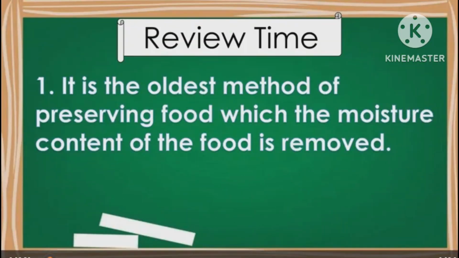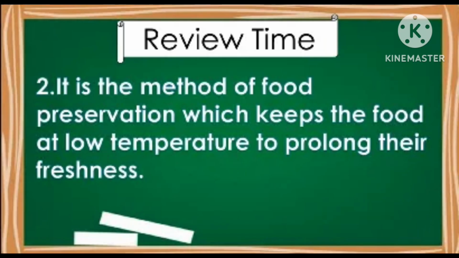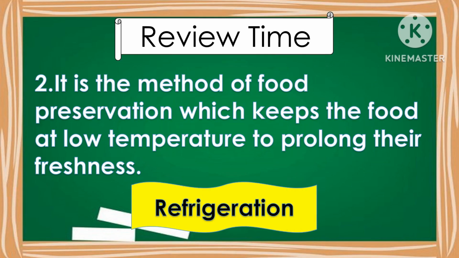Review time. What you're going to do is to identify the method of food preservation that I am going to describe. Begin. Number 1. It is the oldest method of preserving food which the moisture content of the food is removed. What method is that? If your answer is drying, then you are correct. Number 2. It is the method of food preservation which keeps the food at low temperature to prolong their freshness. What method is that? If your answer is refrigeration, then you are correct.